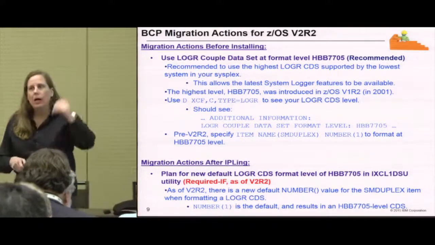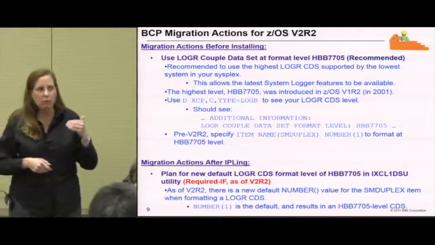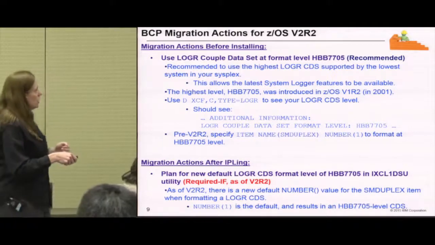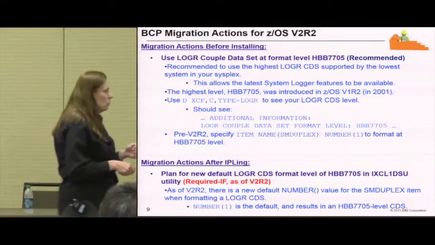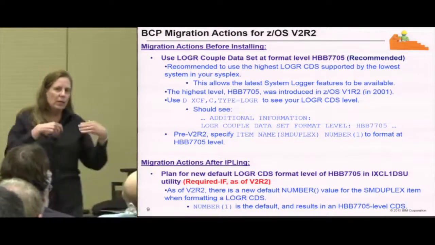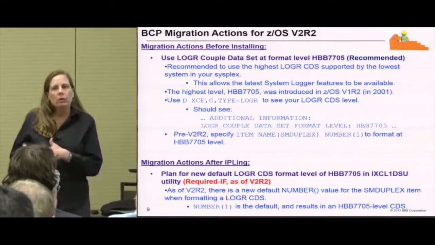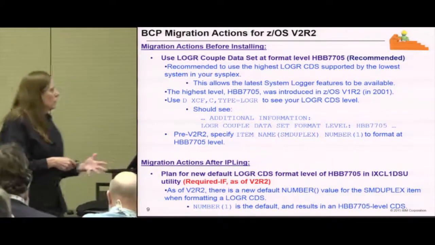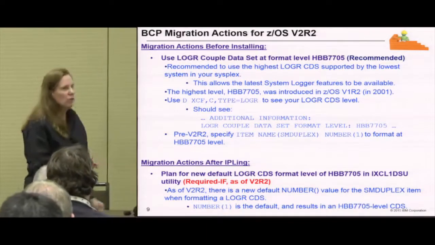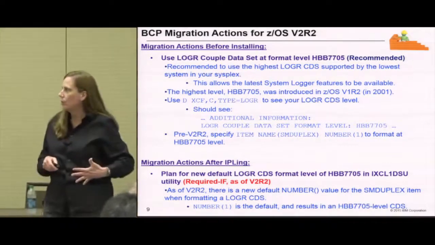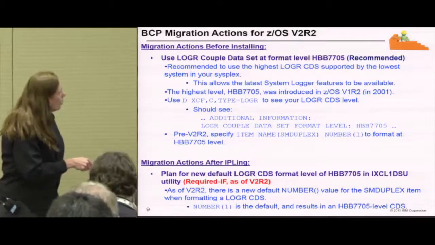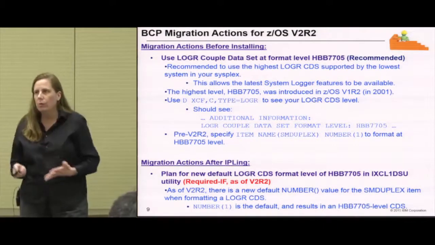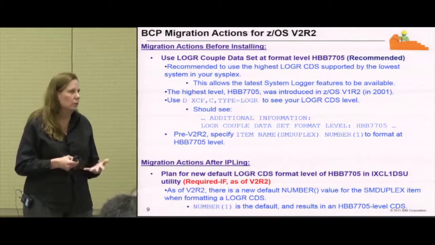And that will get you up to the higher level of the logger coupled data set if you're running prior to 2.2. Associated with this migration action is the second item on this chart: we're going to change the default so that if you do reformat your logger coupled data set, we're going to give you the highest level, which is a 14-year-old level. This should be fine with you, but it is a default change, and all default changes create migration actions. So we're going to make number 1 the default after z/OS 2.2, so that in case you reformat your logger coupled data set, you do get the higher level.